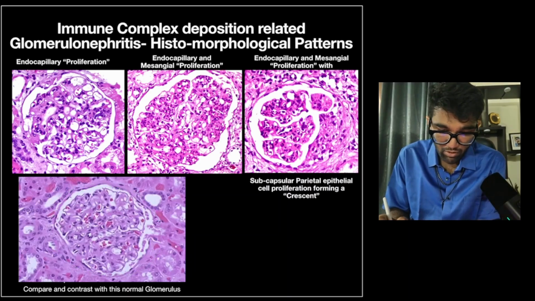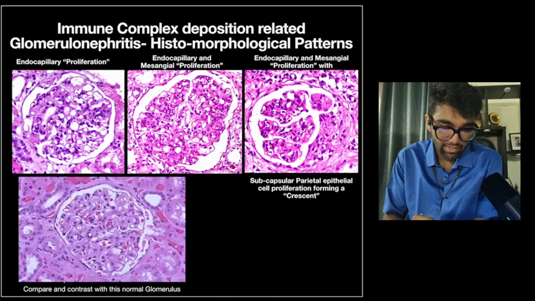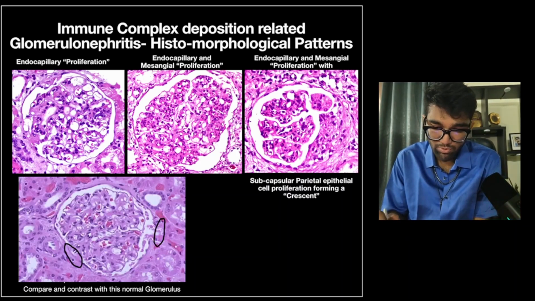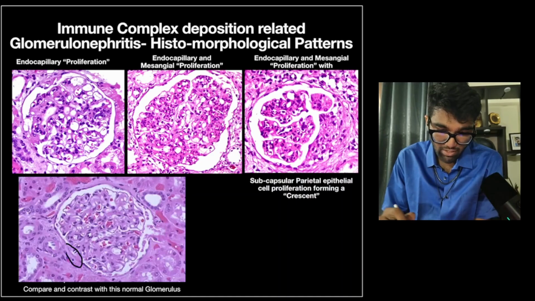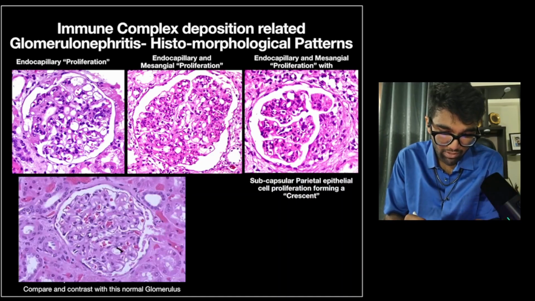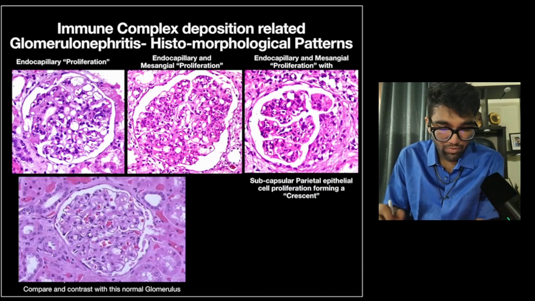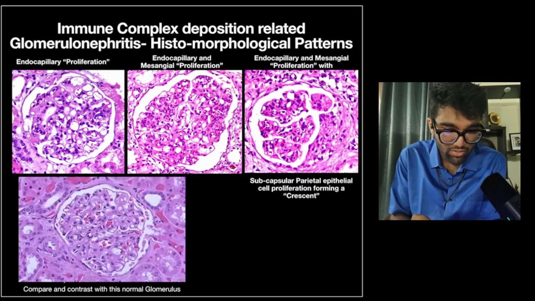Okay. Now, in this particular entity, this is the vascular pole. Okay, this is the proximal convoluted tubule, and as you can see, there are open capillary lumens. That's why you can see RBCs within those capillary lumens very prominently. Okay, there are open capillary lumens. Now, compare that with this glomerulus.